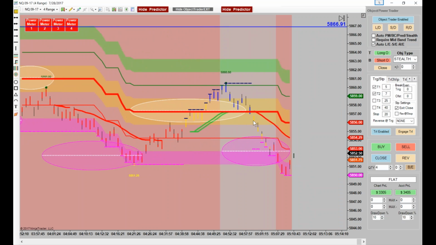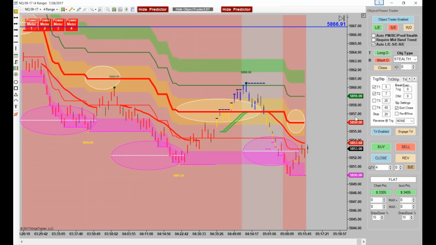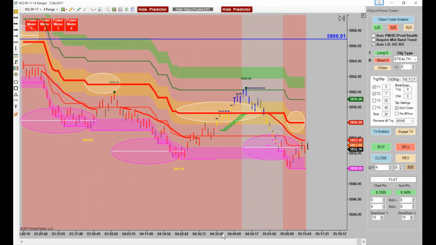See that stealth right there? That would have been, I mean, think about this, how many dollars would that be? Let's do it either way it goes. Let's just see what it does. That's a double bottom.